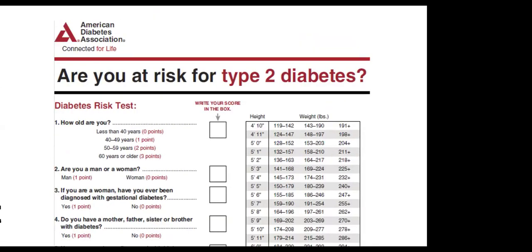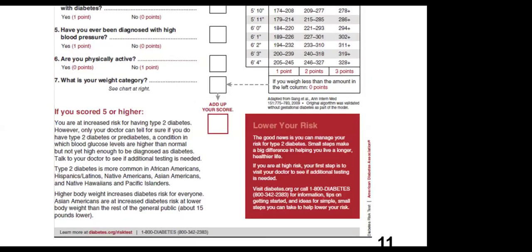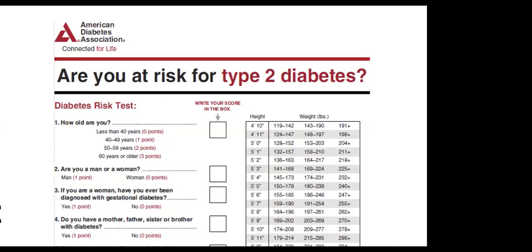So you answer these questions and then you add up the score, and if it is 5 or higher, that is a risk, and therefore you would need to go ahead and do the tests that we've been talking about.